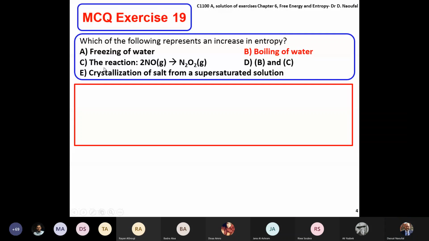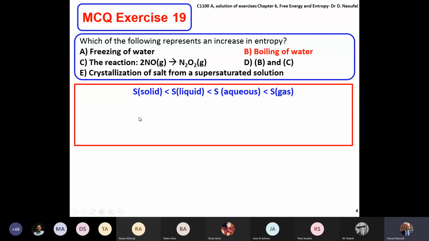MCQ 90. Which of the following represents an increase in entropy? Increase in entropy, so delta S is positive, so S final is greater than S initial. So during this transformation, the disorder increases. And we know the order of the entropy: S solid less than S liquid, less than S of ions, less than S of gas.